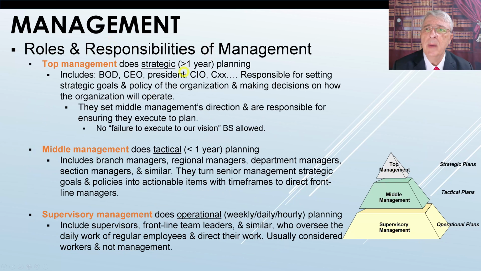Roles and responsibility of management. So what does top management do? Well, their job is strategic, which means planning greater than 1 year. That includes the board of directors, the CEO, president, CIO, all the C-suite people. They're responsible for creating strategic goals, policy of the organization, making decisions that the organization is going to operate on. They're going to set middle management's direction, and they're responsible for ensuring that middle management executes on those plans.